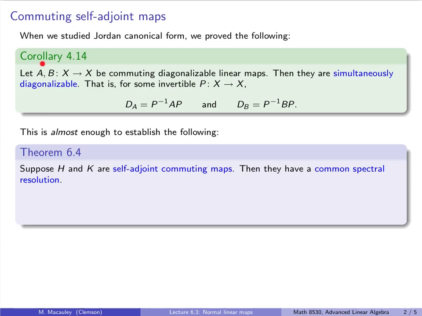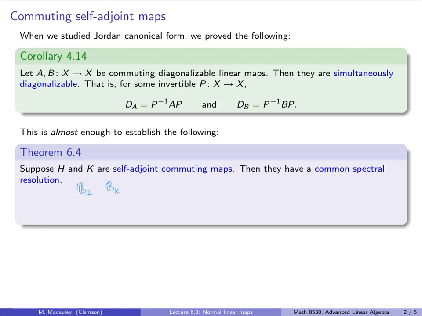Moreover, Corollary 4.14 is almost enough to establish the following result about commuting linear maps H and K that are additionally self-adjoint. Now, if they're self-adjoint, we know they are diagonalizable. We proved that last lecture. And we also know that individually, we can find an orthonormal basis of X consisting of eigenvectors of H and of K. So we can find an orthonormal basis B_H and another one B_K consisting of eigenvectors of H and K.